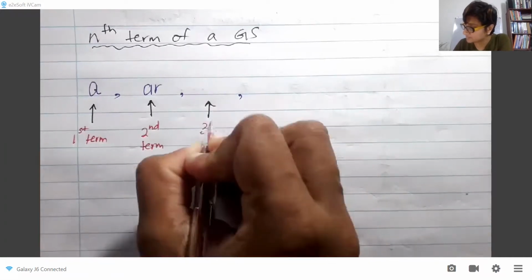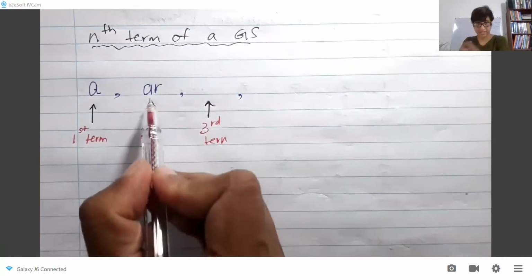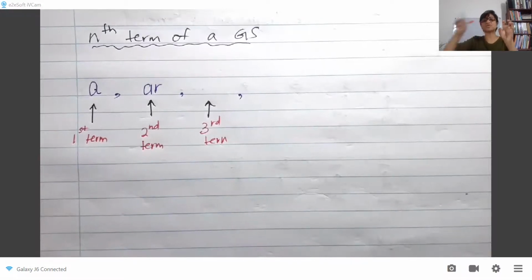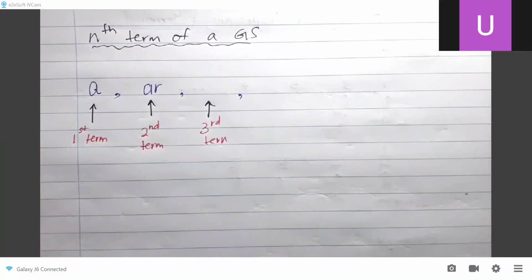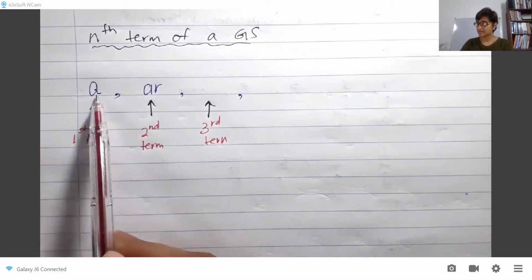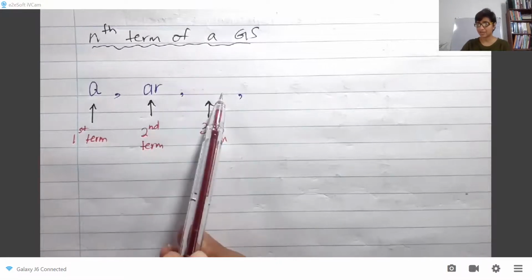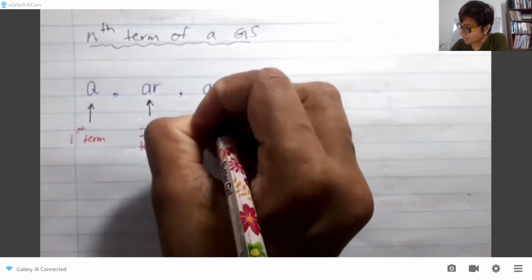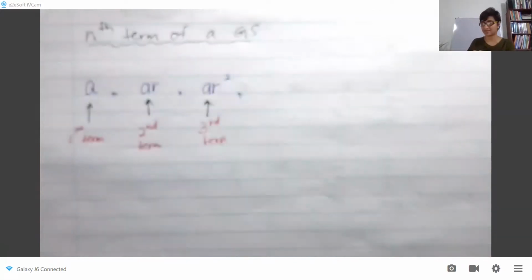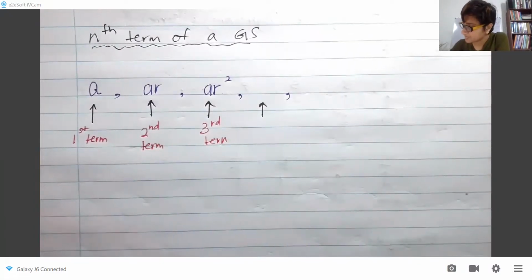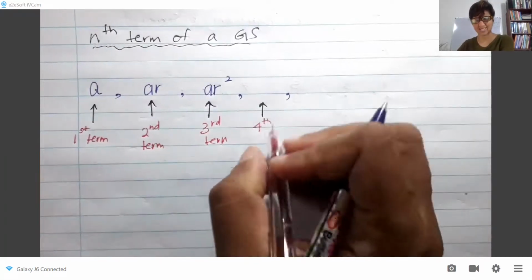For the third term, I take the second term and multiply that by r again. So ar times r. What is ar times r? Ar squared. Very good. Please make sure you understand what we are doing, right? You start with a times r gives you this. This times r again would give you ar squared. Let's write one more. Write the fourth term. We do it just until we see the pattern. What's going on here?